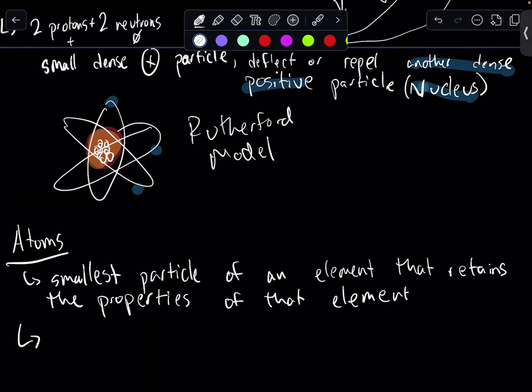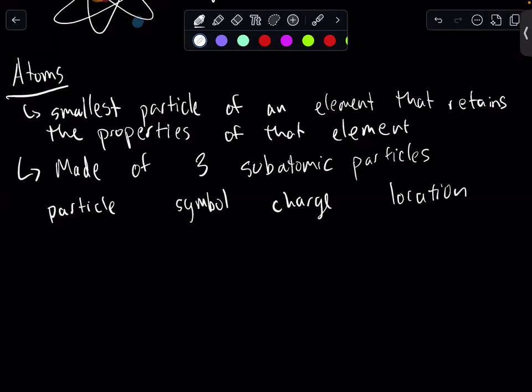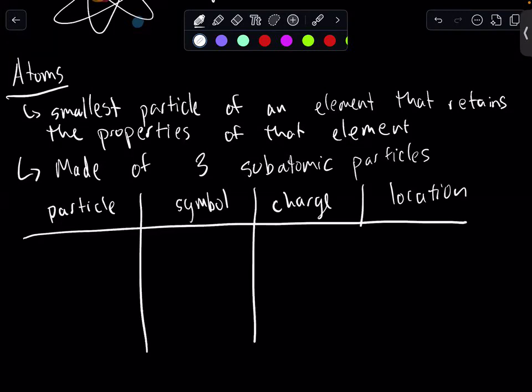Furthermore, we say they are made of three subatomic particles. So we need to know these particles and we need to know a little bit about them. So we're going to make a little chart. Particle, symbol. So how do we notate it? The charge and the location. So these are the four things that we need to know about each of our particles.